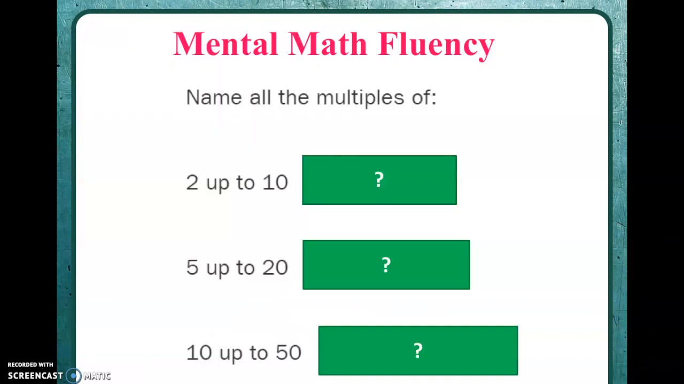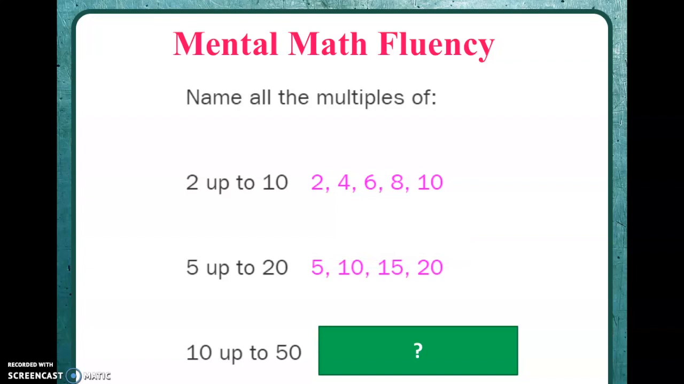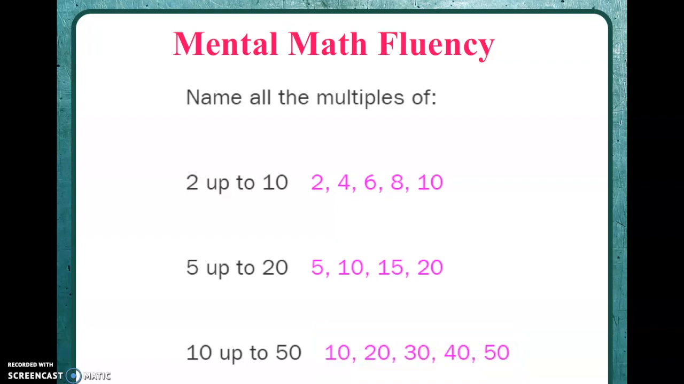Okay. To start off, here's some mental math fluency. I would like for you to pause the video and in your math journal, go ahead and complete these questions. You can resume the video when you're ready to check your answers. So the first answer, the multiples of 2 up to 10 are 2, 4, 6, 8, 10. The multiples of 5 up to 20 are 5, 10, 15, 20. The multiples of 10 up to 50 are 10, 20, 30, 40, and 50.